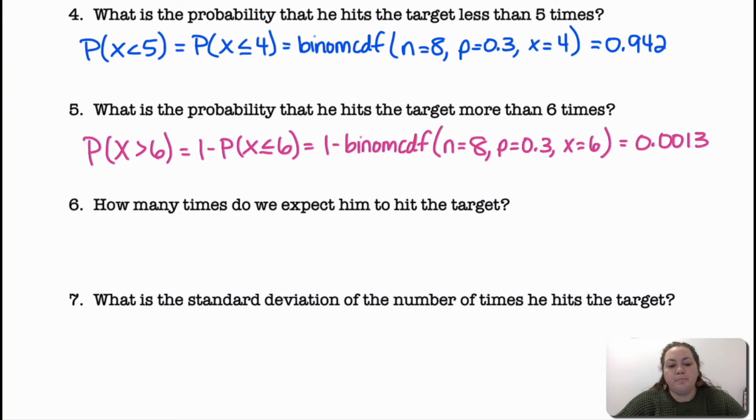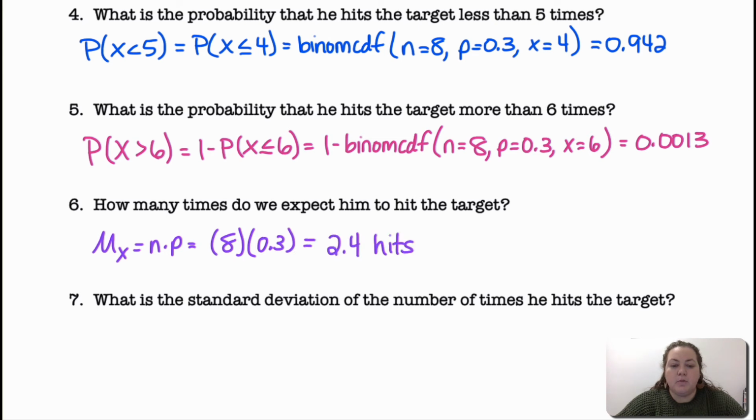All right. How many times do we expect him to hit the target? So this is expected value, which is the mean. All right, so for a binomial mean, it's N times P. So 8 times 0.3, which would be 2.4. I expect him to hit the target 2.4 times.